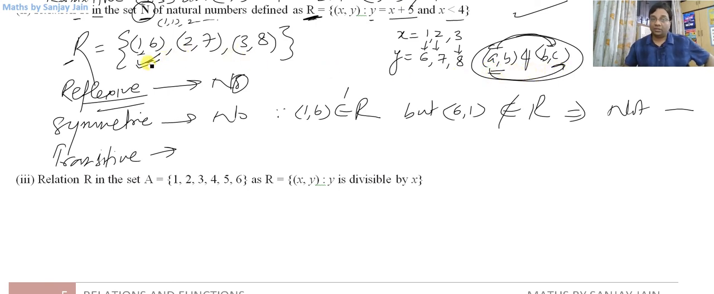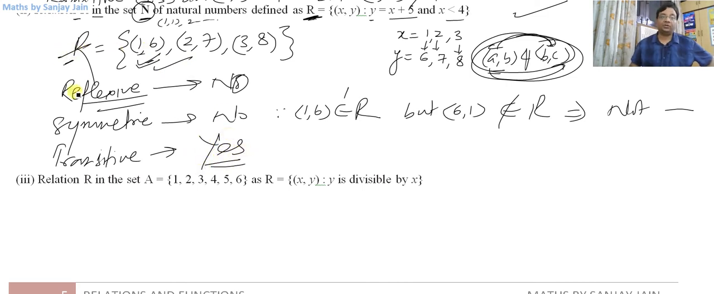If these two are present and A comma C is not present, then I will say it is not transitive. In all other cases it is transitive. So now it is transitive. Yes, so this relation is not reflexive, not symmetric, but yes, it is transitive.